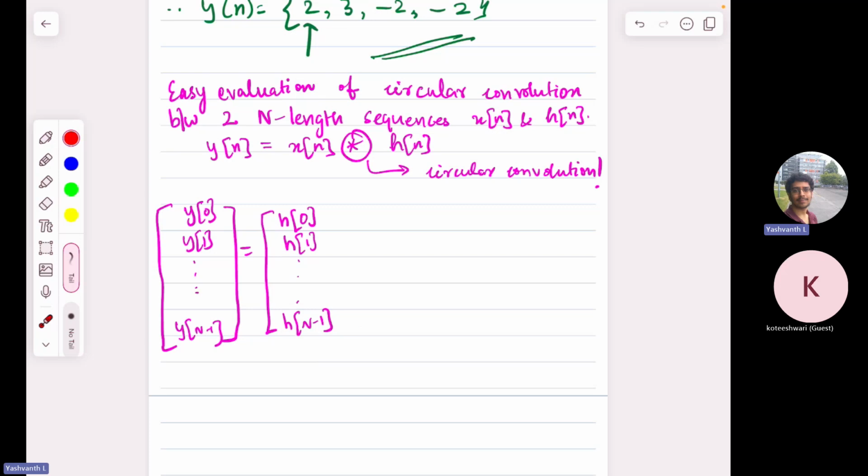Now, the second column of this matrix is going to be nothing but these entries shifted by one position down. That is, h of 0 will come to the second position, h of 1 will come to the third position, and so on, and h of n minus 1 will go to the top. So that will become h of n minus 1, h of 0, h of 1, and so on, till the last position in the second column, h of n minus 2.